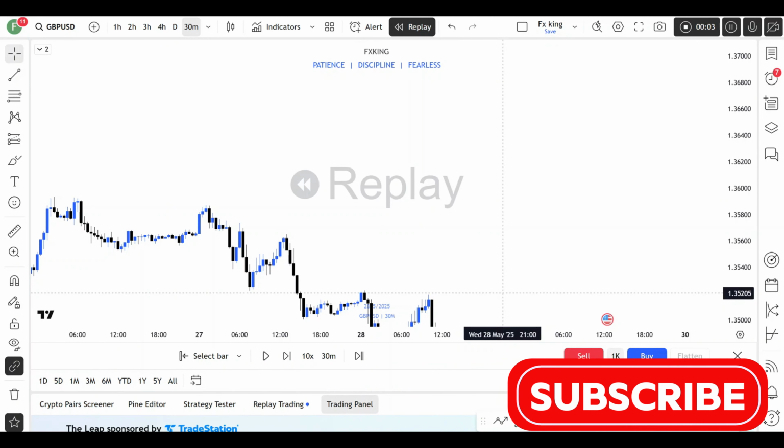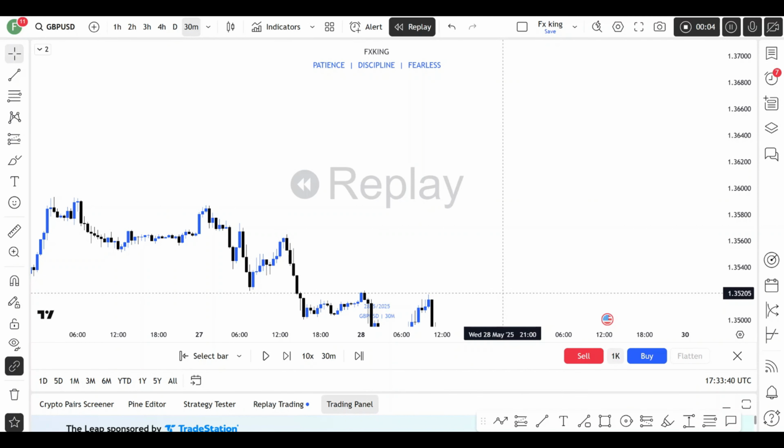It is clear that the majority of people already know how to mark structure, but just knowing how to mark structure is not enough grounds to be profitable in the forex market. While you are learning how to mark structure, you also need to know how to enter those trades using the right structure which you have marked.